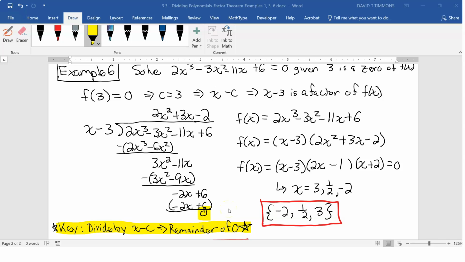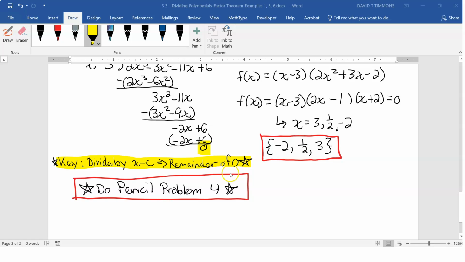So when finding solutions of a polynomial using the factor theorem, whenever you're given a root, whether it's just stated in the problem or being given an x-intercept off the graph, which is also a root of the function, whatever that value of c is, divide your polynomial by the factor x minus c and look for getting a remainder of 0. If you do, that means you have found a factor and a root of the polynomial, and then we can express the dividend as a product of that factor and the quotient from the division and solve for all the remaining roots. Now, do pencil problem 4.